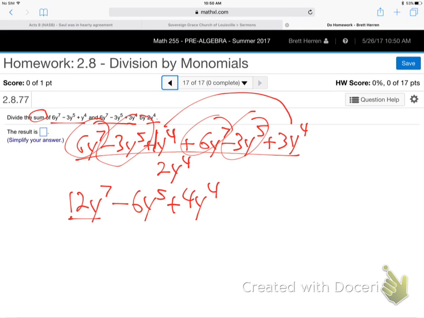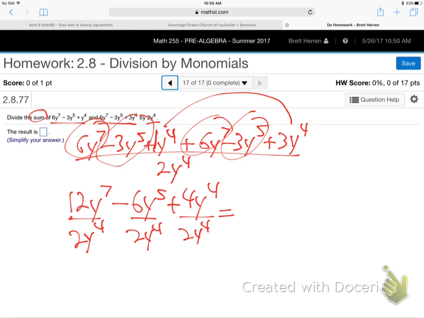Over 2y to the 4th. And now you need to make it three separate fractions: 2y to the 4th, 2y to the 4th, 2y to the 4th. Like that. So far, so good. So I combined like terms on the top. 6y to the 7th, 6y to the 7th made 12. Minus 3 and minus 3 made minus 6y to the 5th. And the 1y to the 4th and the 3y to the 4th. Everybody okay? You remember that invisible 1 in front of the y to the 4th there?